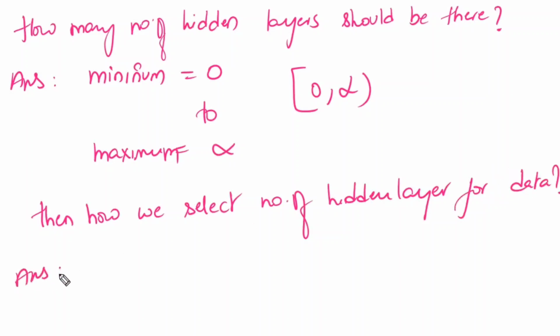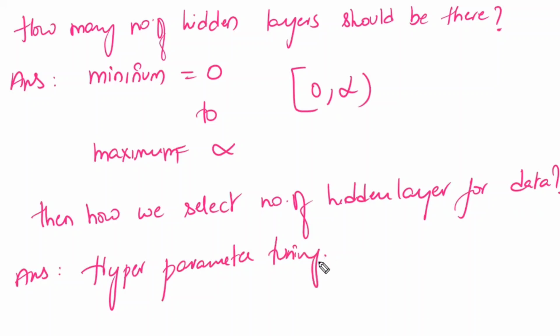Again, the answer is hyperparameter tuning. You have to do the tuning so that there is no overfitting and, at the same time, no underfitting. There should not be overfitting, there should not be underfitting. We have to do the hyperparameter tuning. Next, the immediate question is, how many neurons should be there? How many neurons in each hidden layer?